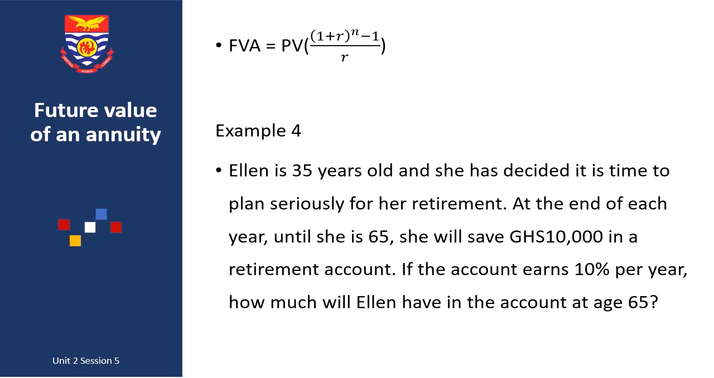So 35 to 65 is 30 years. So we have N to be what? 30 years, and the amount that she's saving every year is 10,000 Ghana cedis. The rate of required interest that is given is 10%. So you are 35, you are saving 10,000 each year for 30 years. What will be the future value, or what will be the amount at age 65?